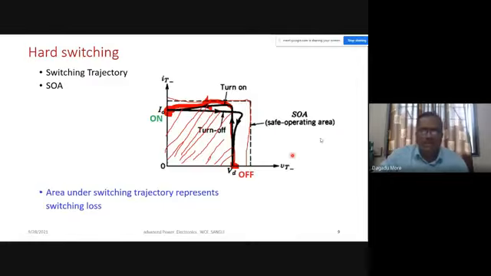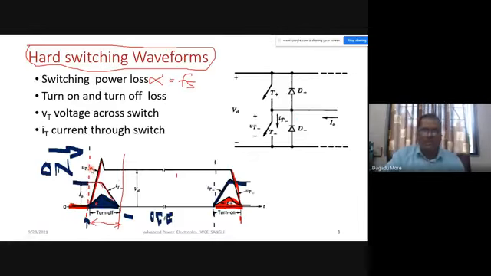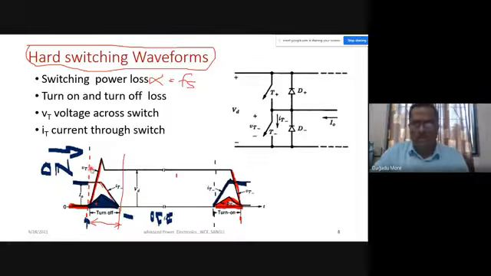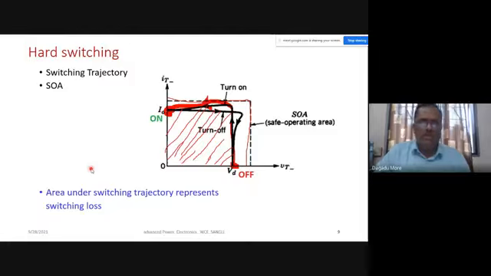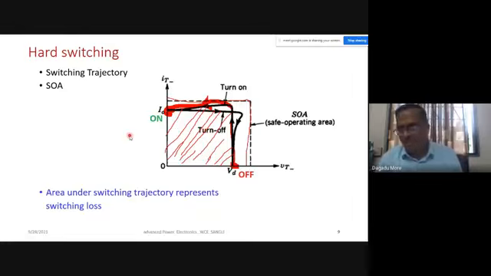And the hatched area represents the switching loss. So is it clear why the switching loss takes place during turn off and turn on, and how to compute it? The instantaneous voltage and current across the device during turn on and turn off represent the switching loss. We can have a hard switching trajectory, where the voltage and current change instantaneously during the turn off time and turn on time, and the area under this curve represents the switching loss.